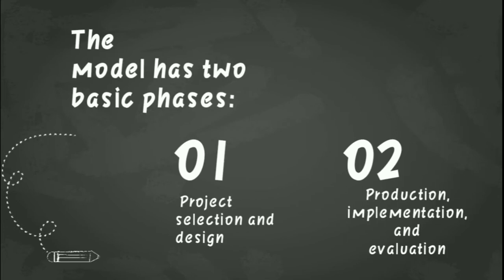The model has two basic phases. Number 1, project selection and design. Number 2, production, implementation, and evaluation. In these phases, we will learn more about it, and I will show you the concept or the process through the figures I've prepared.